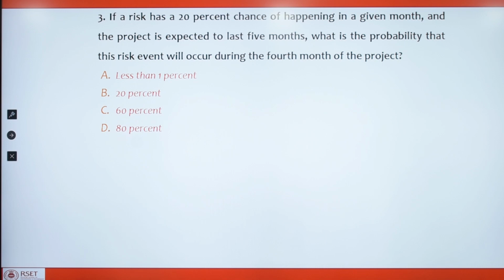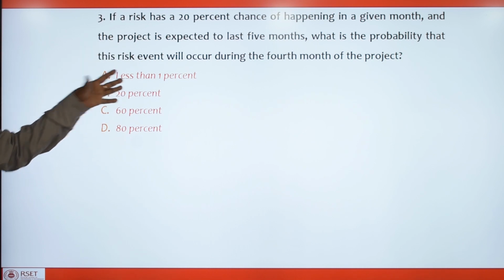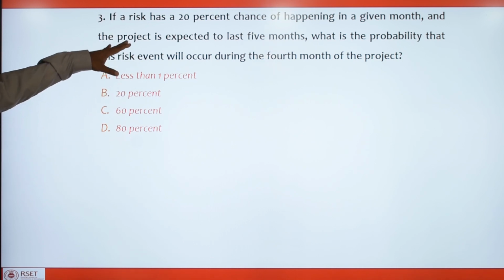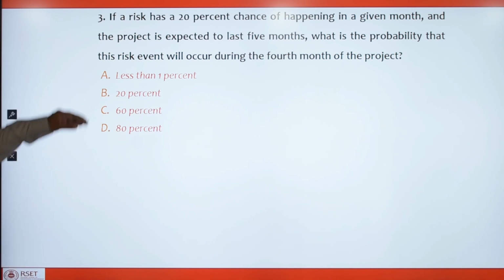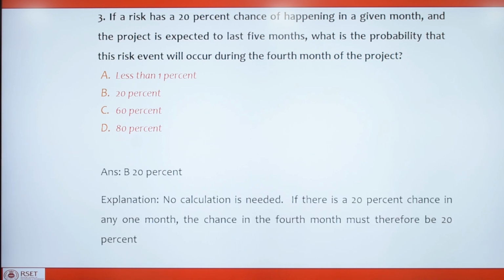If a risk has a 20% chance of happening in a given month and the project is expected to last for 5 months, what is the probability that the risk event will occur during the 4th month of the project? So risk has a 20% chance of happening in a given month. Project is going to run for 5 months. What is the probability of the risk during the 4th month? That is the question. Option A, less than 1%, 20%, 60%, and 80%. So if the risk is having a 20% chance in every month, it is going to have the same percentage. So the answer is 20%.